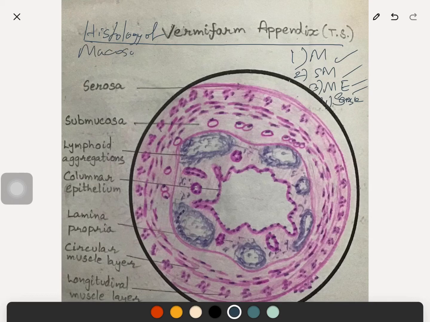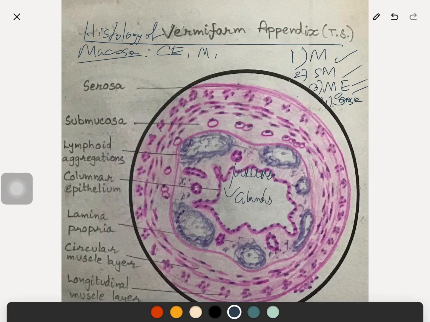Mucosa epithelium is the same as columnar epithelium. So this is the columnar epithelium. If you see under high power, it will be visible as tall columnar cells. Even antigen presenting M cells are present. Glands are few, present in the lamina propria. So these are the glands present in the lamina propria.